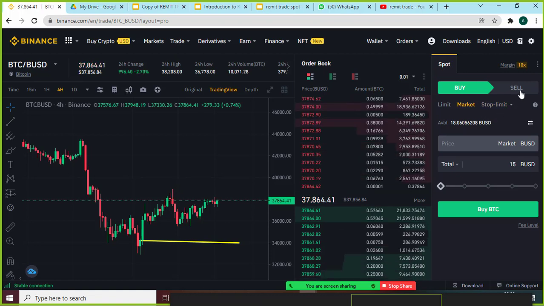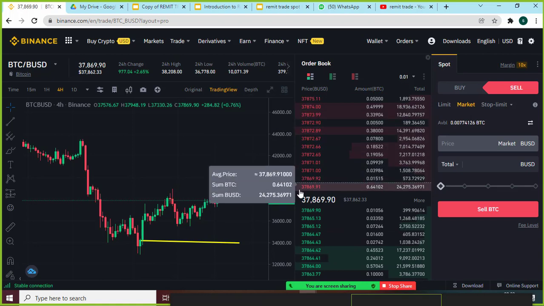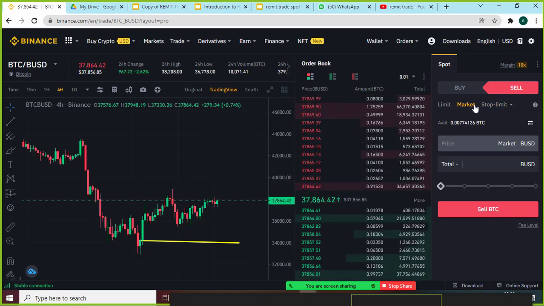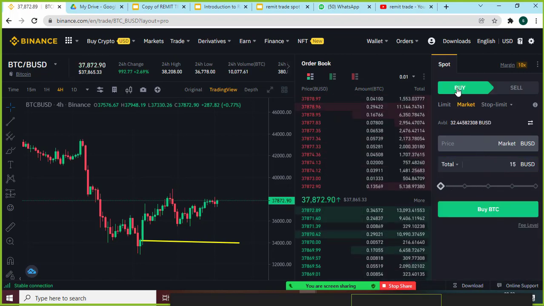Now, the same thing too, if you want to sell with market order, you are saying, sell for me right now. I don't want to wait. Sell for me right now. I'm interested in the market price, or I don't want to wait. You use the market order, which is an instant execution order. Price here, you see market, and then you put 15. Okay, and then sell BTC. Once you click sell Bitcoin, it will execute the order, and the order has been executed. If I go back here, you see my 32 is back.